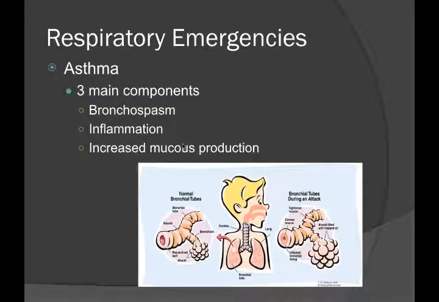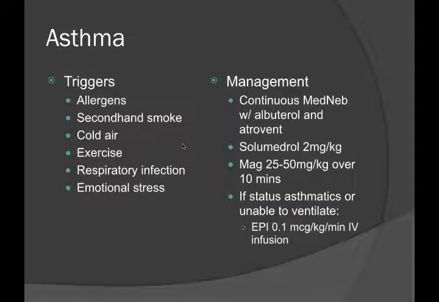Okay. Now we're going to move on to asthma, much less rare. Remember that asthma is bronchospasm plus inflammation plus increased mucus production. Different children have different triggers, but we tend to see this more in the winter because there are more viral URIs circulating, and then obviously more cold air. So all of these things can trigger asthma exacerbations.